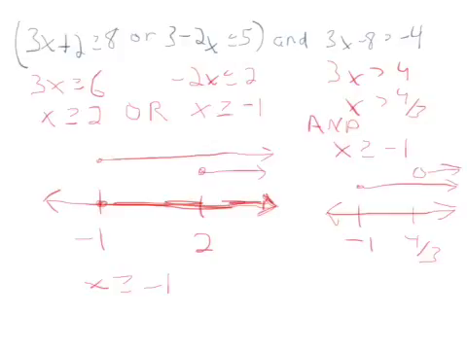Now both must be true. We're going to see where they overlap. So notice they overlap starting right here at 4/3 and going to the right. So my actual answer would be simply x is greater than 4 over 3. So that's going to be my answer for this problem.